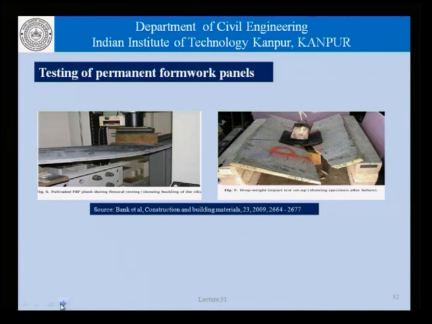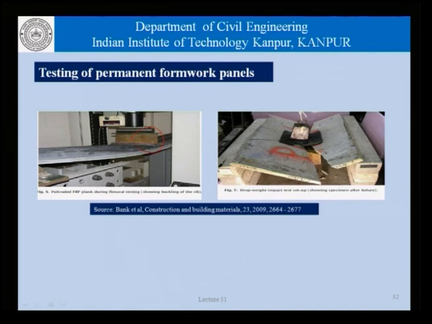As far as participating formworks are concerned, where the formwork is also expected to be a part of the load bearing action of the concrete member, we need to have tests to understand the structural behavior of these columns. And these pictures here show a static test, to understand how the panel deforms under the application of load.